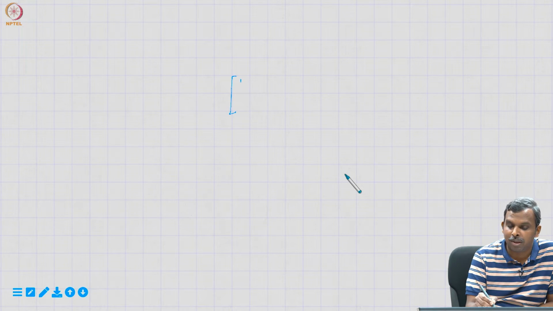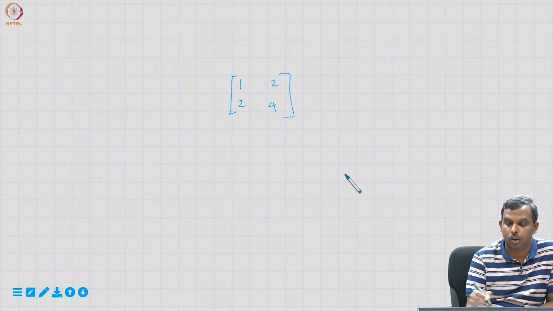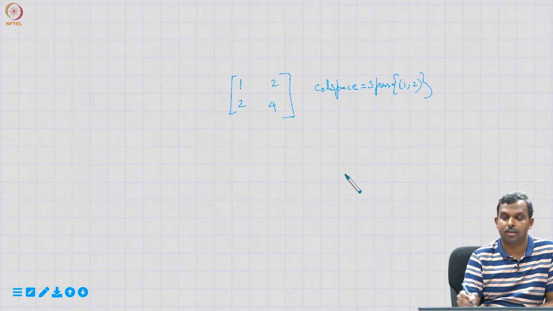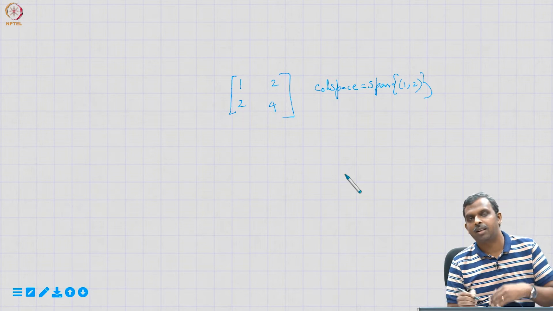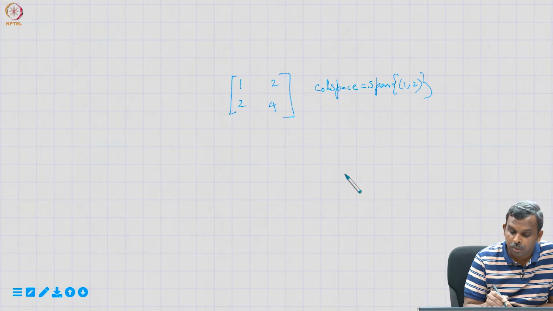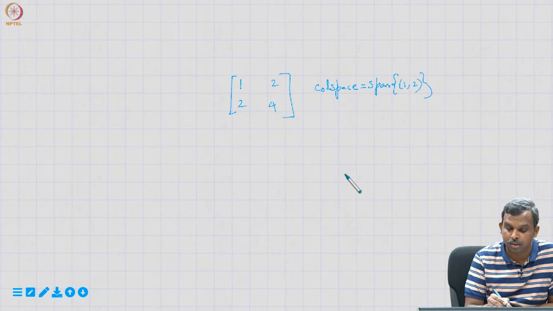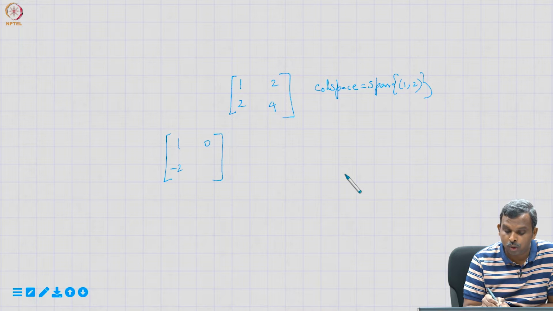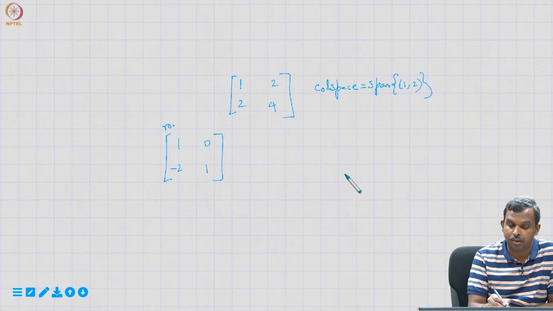So you take an example where maybe you have 1, 2, 2, 4. What is the column space, or the range of this linear operation? This is basically the span of 1, 2. It's just dimension 1. If you want, you can plot it in the xy plane. It will be a certain line that goes through the origin. Supposing I do this elementary row operation. What is the elementary row operation I can do here? I can retain the first row, and do row 2 equals row 2 minus 2 row 1. So this is my standard elementary row operation. Row 2 is row 2 minus 2 row 1.